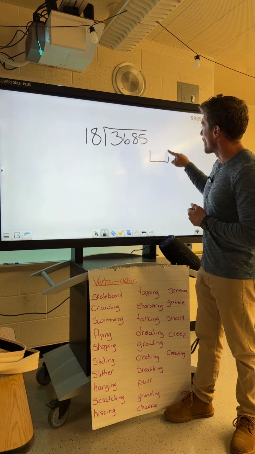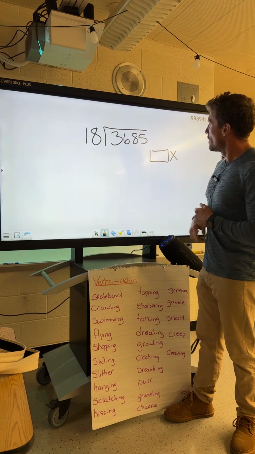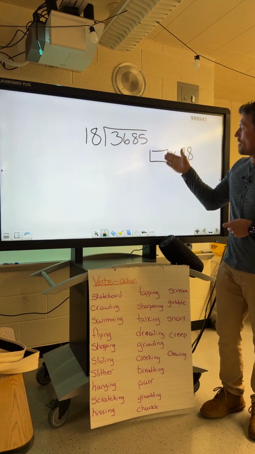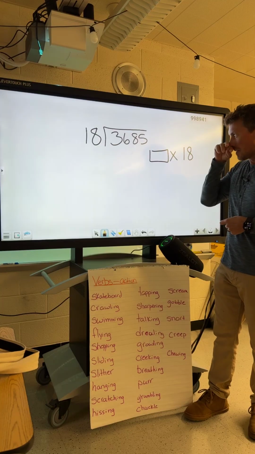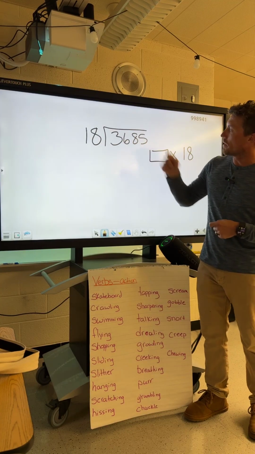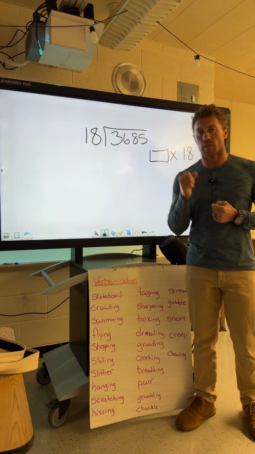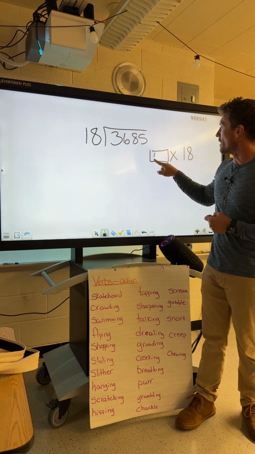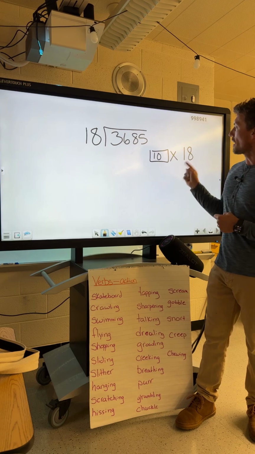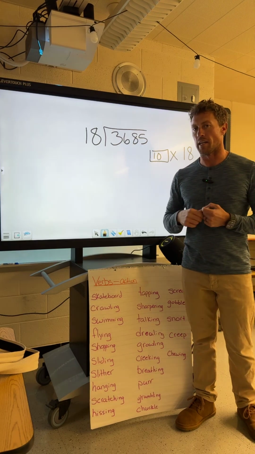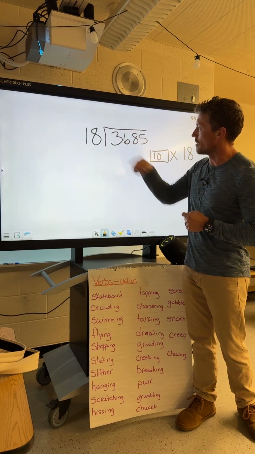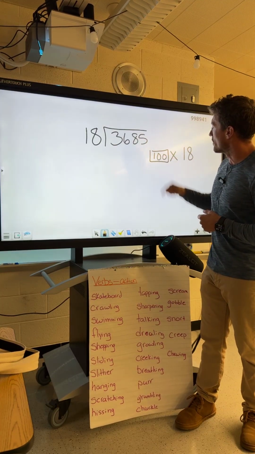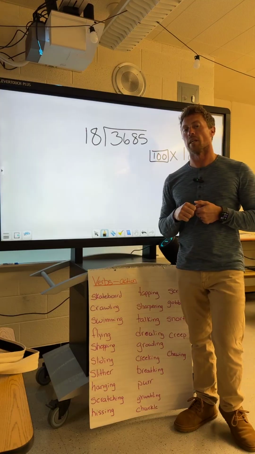So I draw this little box over here. This is just a visual. I am going to then put it times 18. So this box times 18, we are trying to get close to 3,685. So I'm always going to think about groups of 10, then groups of 100. So if I did 10 times 18, that would be 180. Do I have at least 180 in my dividend? Yes.